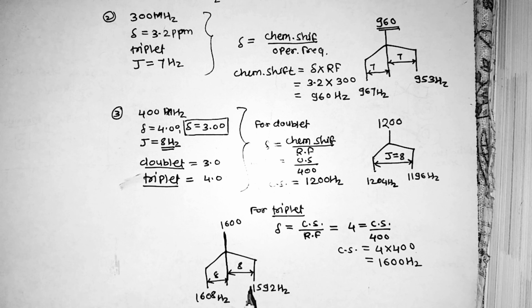Sometimes this type of question is asked in the CSIR NET exam. Delta value, coupling constant and RF frequency are given, and the signal splitting pattern is also given. You have to determine the position of each line. So a very simple formula is there. You just apply delta is equal to chemical shift upon RF value, then put the values in the formula and calculate the chemical shift, determine this chemical shift for a single line, then split the signal according to the given splitting pattern and assign the position of signals.